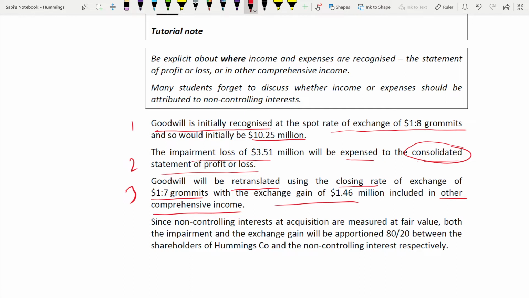Then fourth is the stage which most of the candidates forget to do. They stop till after here. What about the division between the NCI and the parent? You have to do that for both impairment and the exchange gain. Make sure that you know that NCI is measured at partial or full goodwill. In this case it is fair value NCI. So in this case that means you have to apportion it 80-20, both the impairment and the exchange gain. Remember you don't have to show, you just have to explain. If you write it in words, that's enough.